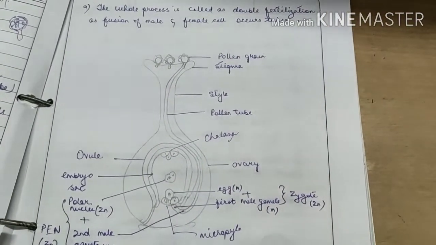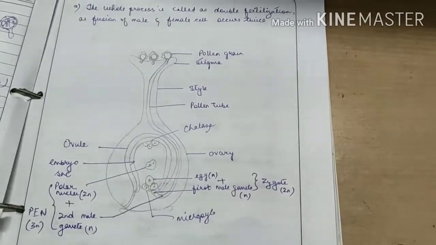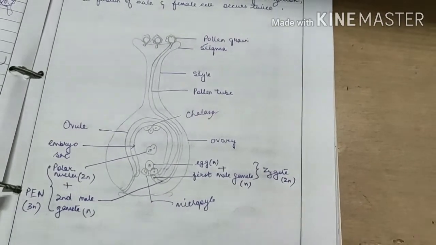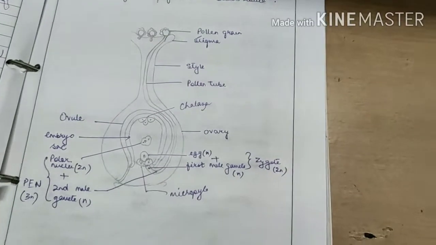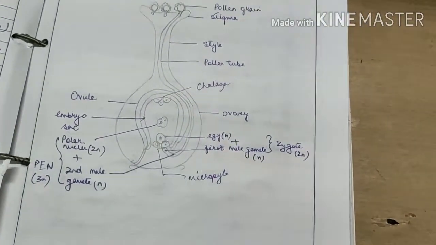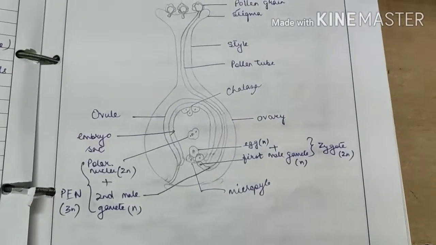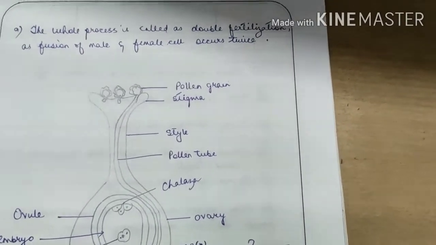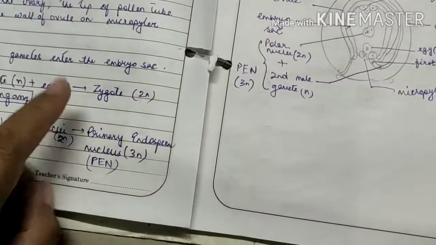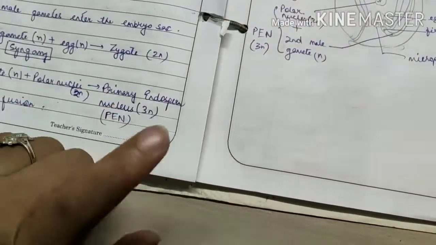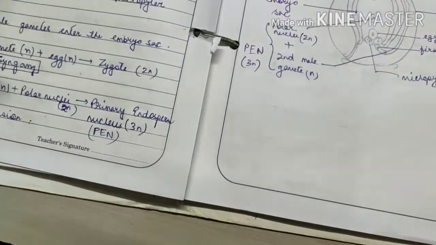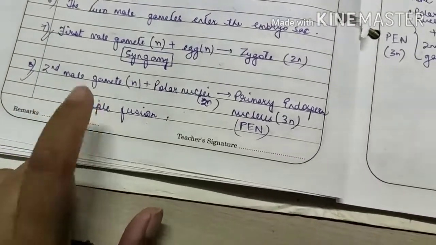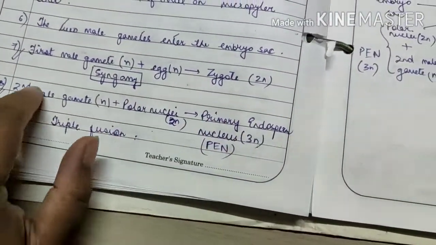So when you are asked to explain the process of double fertilization, you have to explain from the beginning, immediately after the falling of the pollen grains on the stigma. After pollination you have to start, and you have to complete with the diagram up to this point. If the question is asked why this fertilization in angiosperms is called double fertilization, you can simply write: it is called double fertilization as fusion of male and female cells occurs twice. First male gamete and egg to form zygote, and the second male gamete and polar nuclei to form the primary endosperm nucleus. This should be your answer. The earlier portion description is not required. If a question comes, what is triple fusion, then only this portion you need to answer.